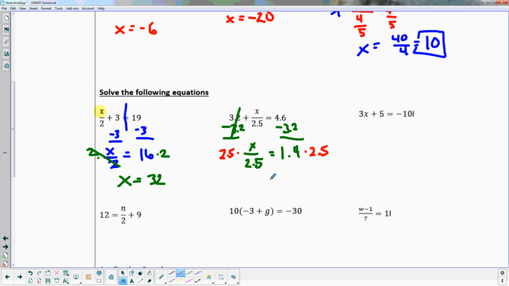And that's a 2.5. And 1.4 times 2.5 is actually 3.5. Okay. These ones, this will happen throughout our stuff.